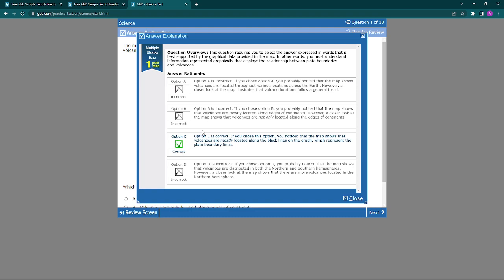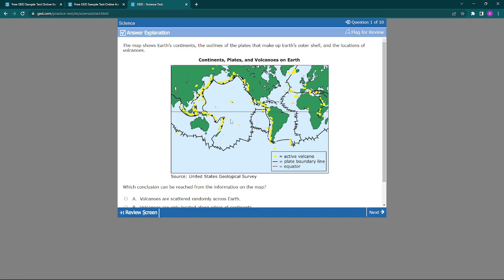Answer explanation. So option C is correct. If you chose this option, you noticed that the map shows the volcanoes are mostly located along the black lines of the graph, which represent the plate boundary lines. Yeah, so you can see those mostly on there. The only outliers are like here and here and here and here. So that's an easy way to see it.